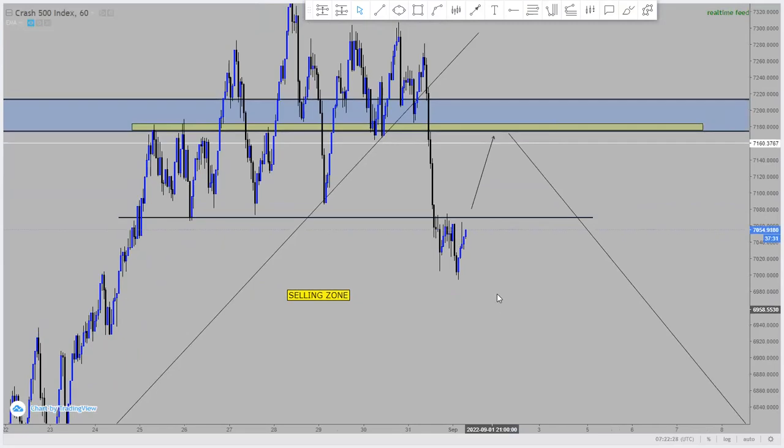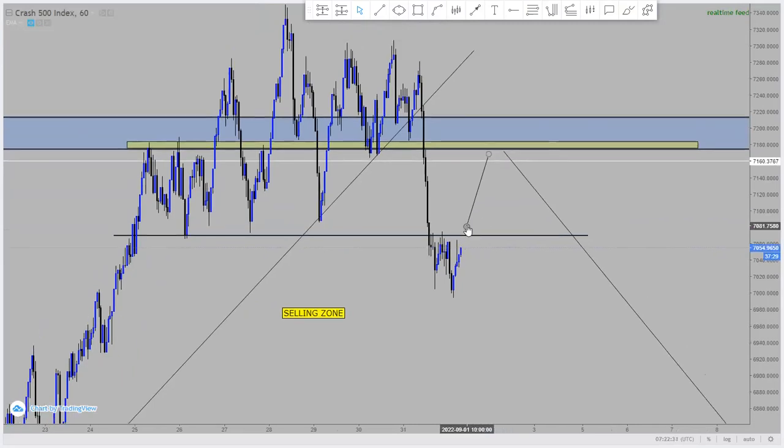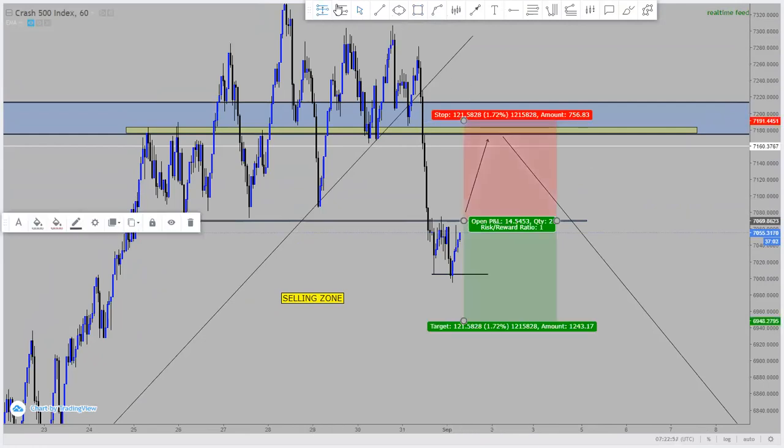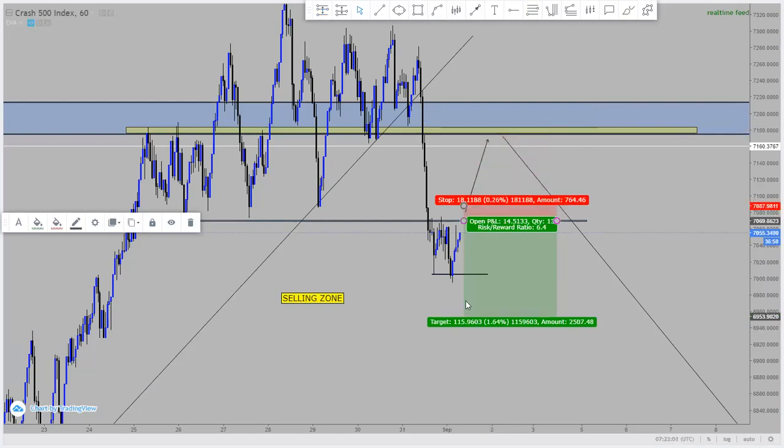Yes. Sure, clear. If it doesn't break above here, you can take sales either on the break here, that's a late entry, obviously. You can wait for the break of that support, break of this support, and take sales. Or you can wait for the rejection there on the 15 minute or 30 minute. Once you get the rejection, you enter.